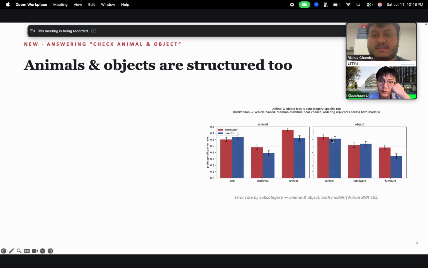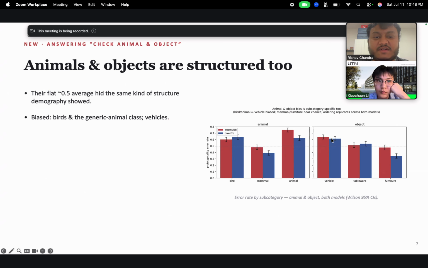Okay, next is about the animal and object results. This is again us acting on those received feedback. The first new experiment was to examine whether the animal and object categories also contain hidden structure. Previously, the average error rates were close to 50%, so they appear almost random. However, averages can sometimes hide important differences. When we divided these categories into smaller subcategories, a much clearer pattern emerged.